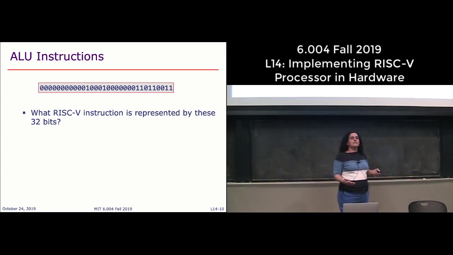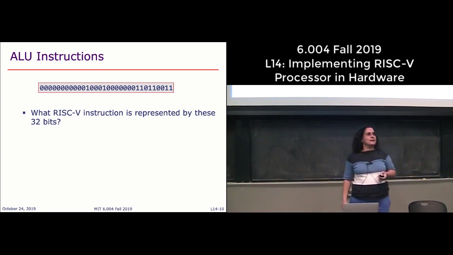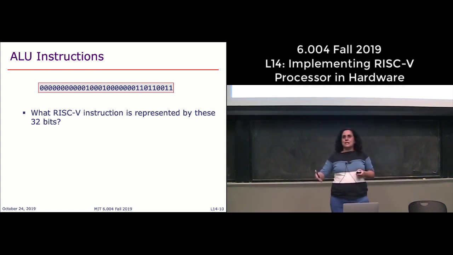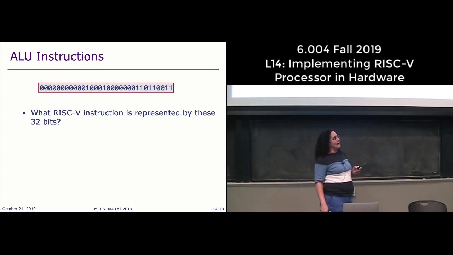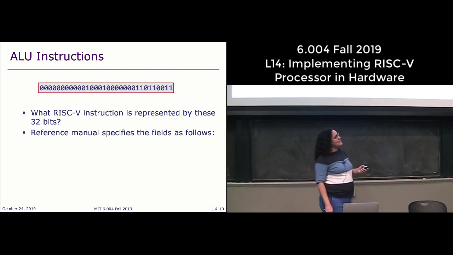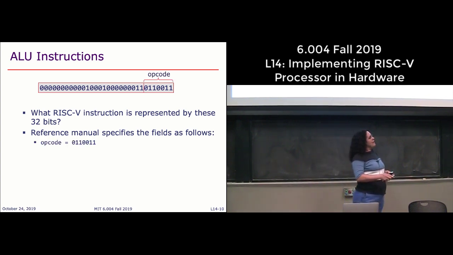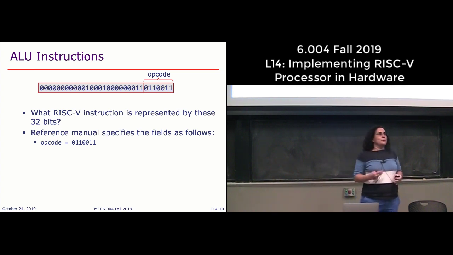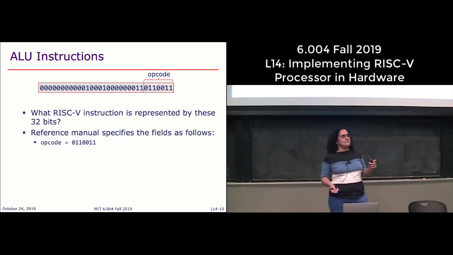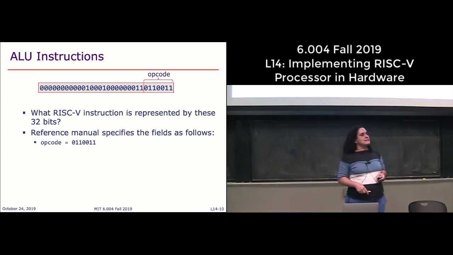So if you look at your reference manual, which is your instruction set architecture sheet that you also got as a cheat sheet for quiz 1, we're going to continue to be using that. And so what that's going to tell us is that these bottom 7 bits are always the opcode. Okay? So every single instruction, you're going to first look at those bottom 7 bits in order to figure out what type of instruction it is. Okay? So in this particular case, we have this opcode that's 0, 1, 1, 0, 0, 1, 1.